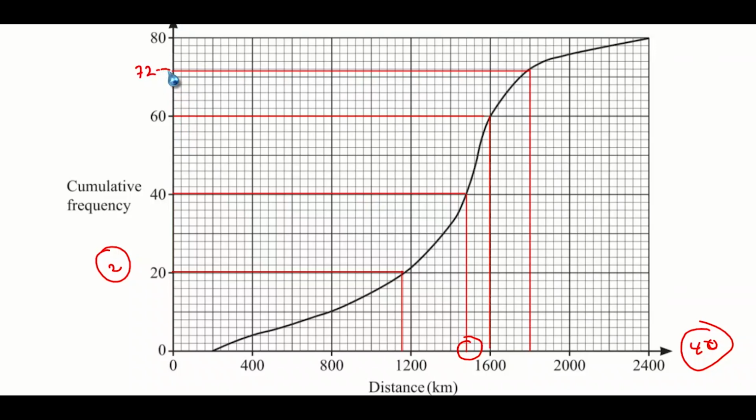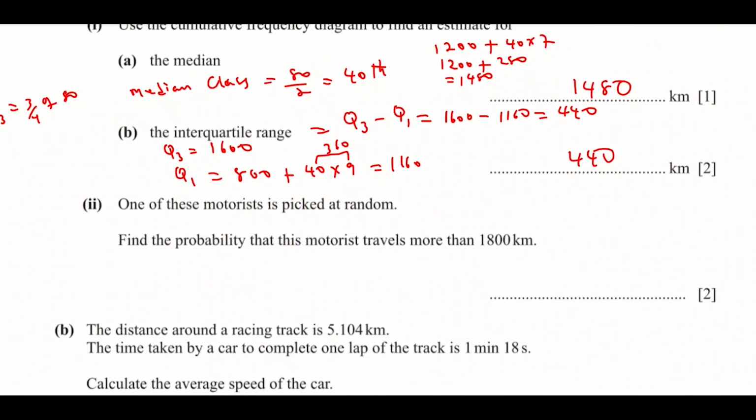So above will be 80 minus 72. That will be 8. So that means it will be 80 minus 72, that's what we need, over 80, and that will be 8 out of 80. So that will be equal to 1 out of 10. Okay, so it's 1 out of 10.